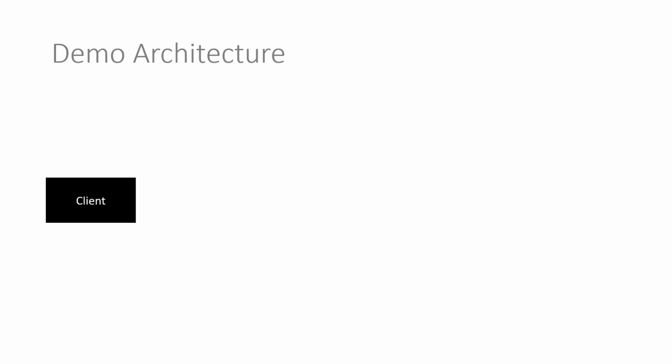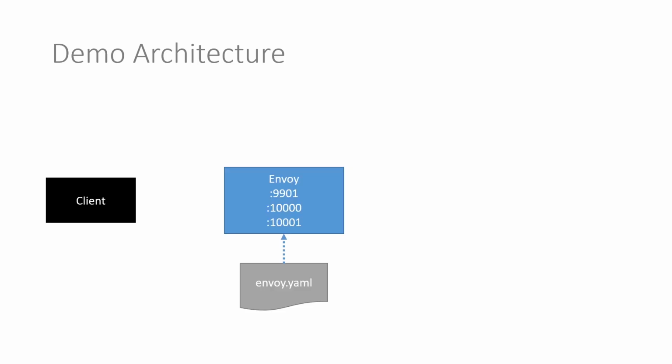So we'll have a client, in this case just a web browser. Then we're going to set up Envoy listening on 3 ports. Port 9901 is, in this case, the admin port, where you can administer the gateway, pull stats out of it and all that kind of stuff. I'll show you that.